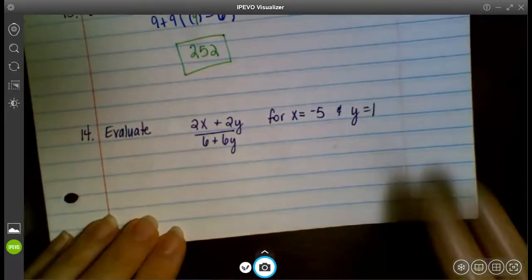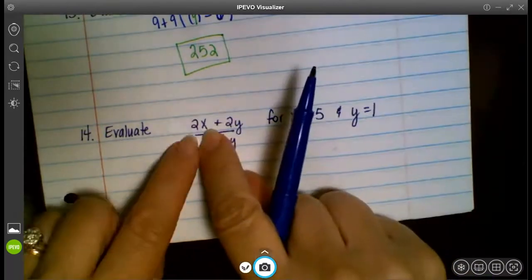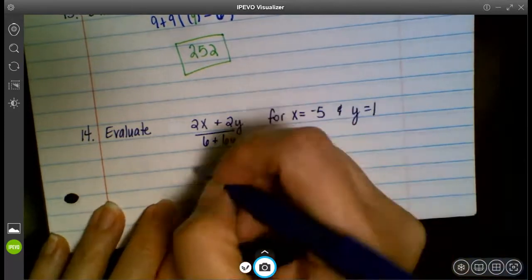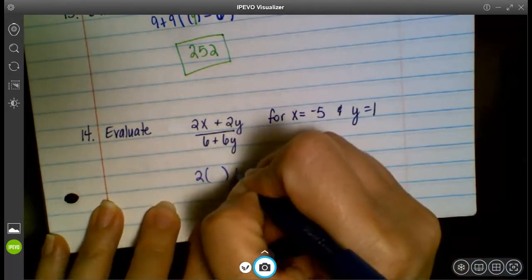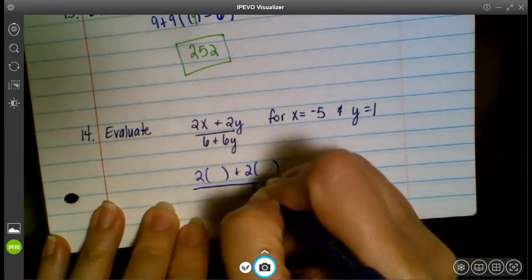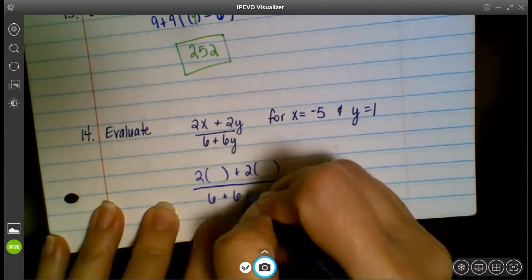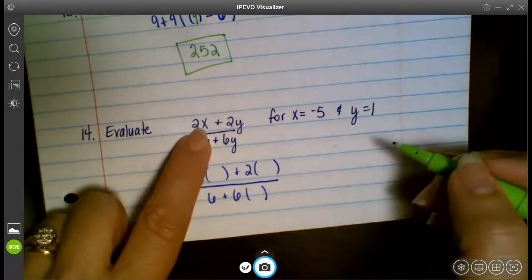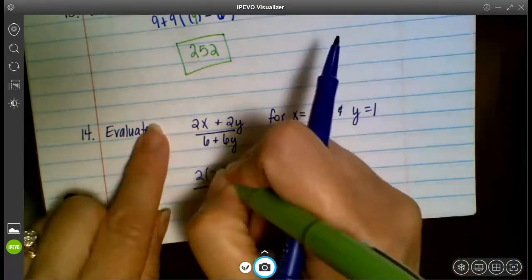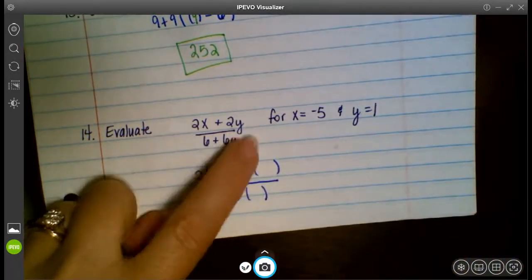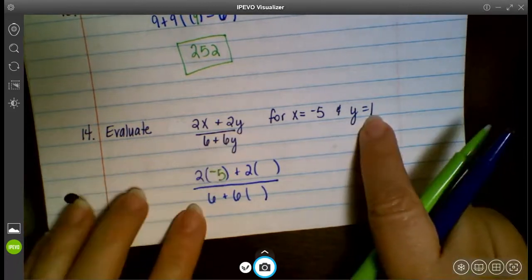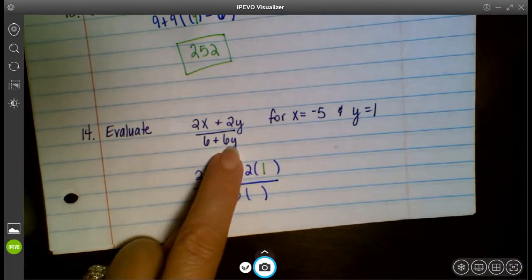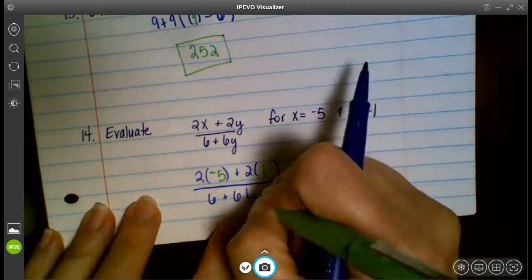Number 14, evaluate this fraction with x and y variables, and we're told what x and y are equal to. So rewrite it with empty spots for every variable. And now we're going to fill in those empty parentheses. The first empty parenthesis represents x, and x is negative 5. The second one represents y, and y has a value of 1. In the denominator, our empty spot is representing y, and y has a value of 1.